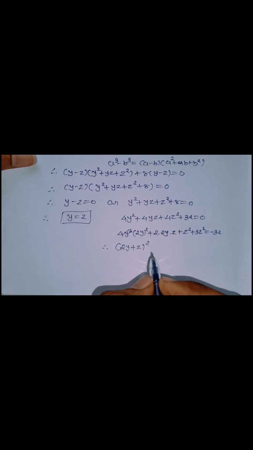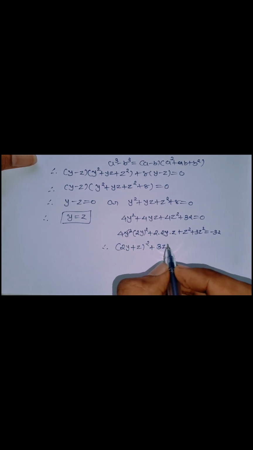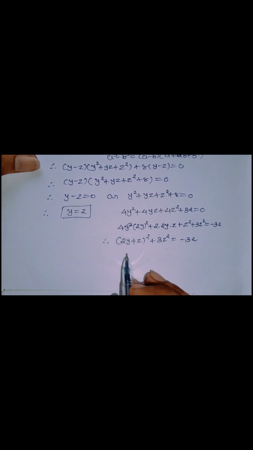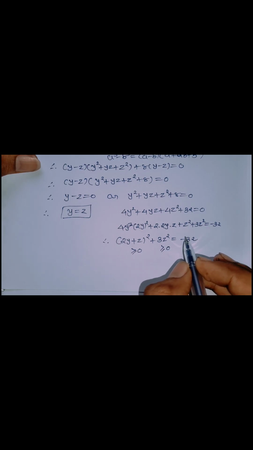Therefore this is (2y + z)^2, or not, plus 3z^2, right, as it is, equal to minus 32. Now this whole part (2y + z)^2 is always greater than or equal to 0 for any real numbers y and z. And there is 3z^2, which is always greater than or equal to 0. But minus 32 is less than 0, or not? Is there any possibility that this side is greater than 0 and this side is less than 0? Not possible for any y and z value.